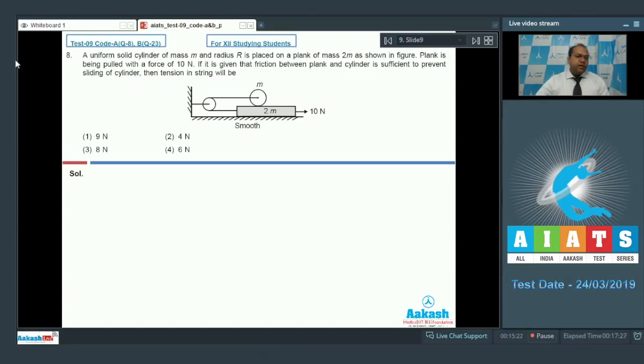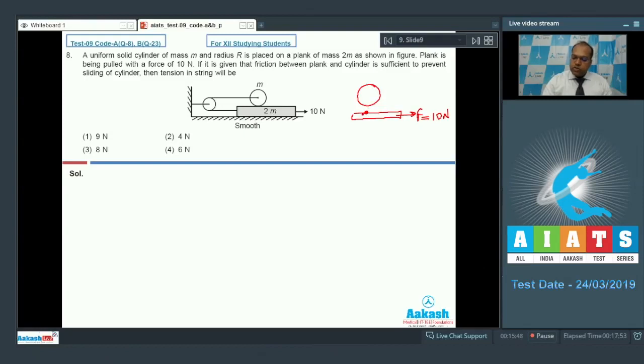So if I draw the free body diagram of the plank and the cylinder, suppose this is the cylinder, this is the plank. The force F of 10 Newton is acting on the plank in this direction. So due to the action of this force, this point has a tendency to move forward.